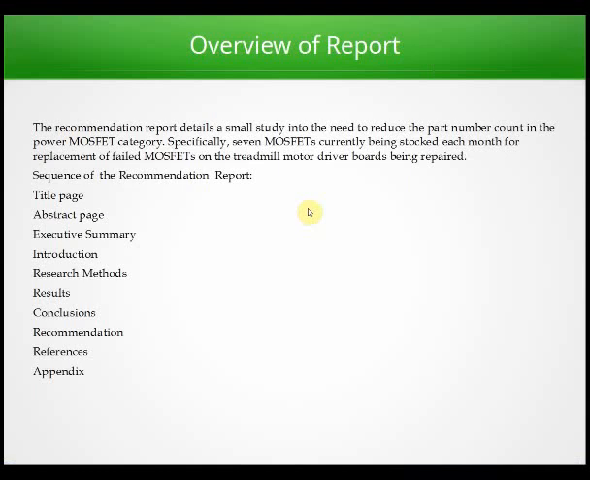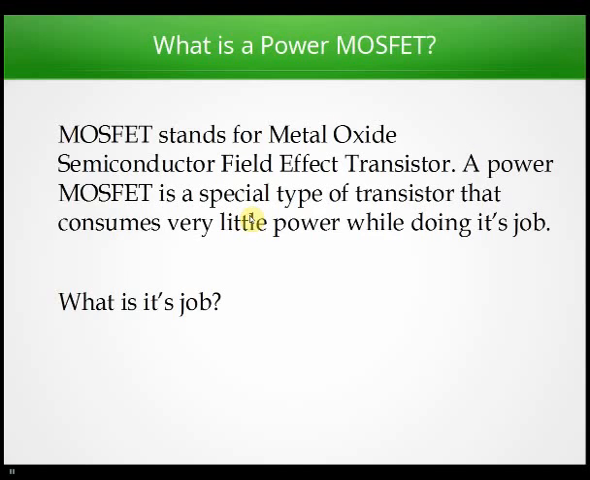Overview of report. The recommendation report details a small study into the need to reduce the part number count in the power MOSFET category, specifically 7 MOSFETs currently being stocked each month for replacement of failed MOSFETs on treadmill motor driver boards being repaired. Sequence of the recommendation report: title page, abstract page, executive summary, introduction, research methods, results, conclusions, recommendation, references, appendix.